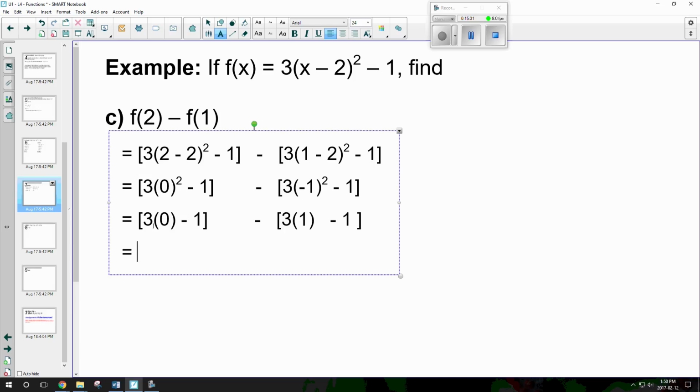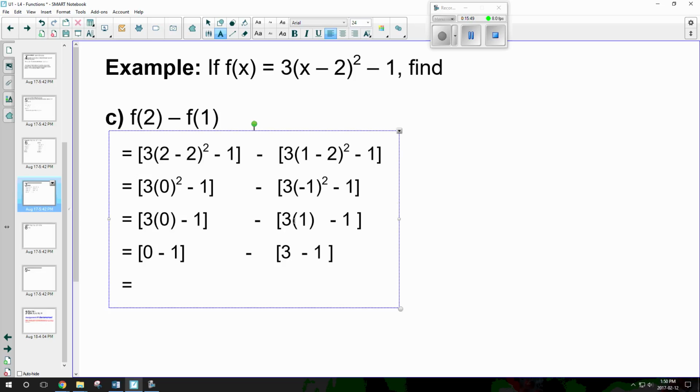Then let's do our multiplication. 3 times 0 is still 0, and 3 times 1 is 3. Then let's do our minus. 0 minus 1 is negative 1, and 3 minus 1 is 2. Now our last step is to put these two square brackets together by using the minus in the middle. So we have negative 1 minus 2. Our final answer is negative 3.